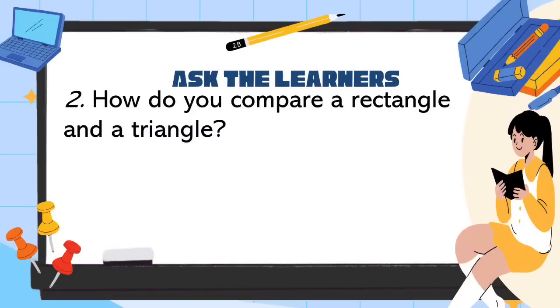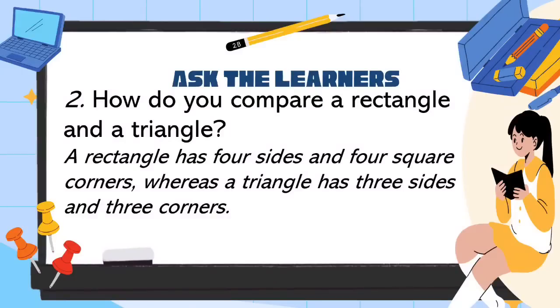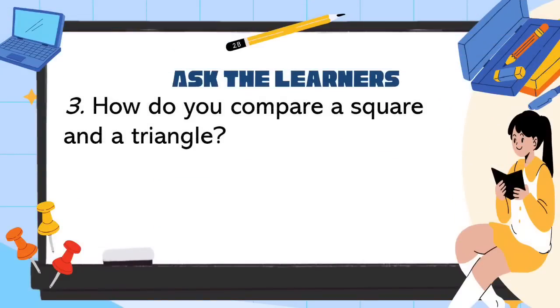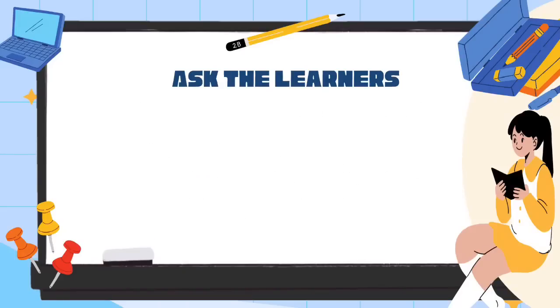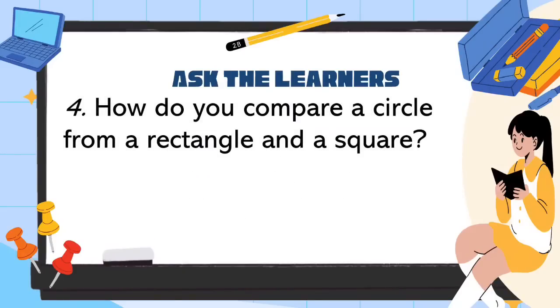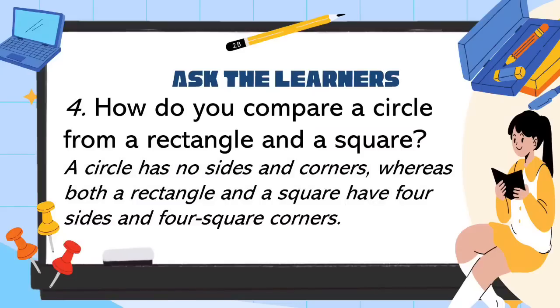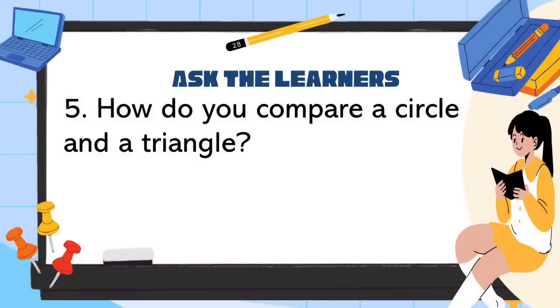Number 2, how do you compare a rectangle and a triangle? Number 3, how do you compare a square and a triangle? Number 4, how do you compare a circle from a rectangle and a square? Number 5, how do you compare a circle and a triangle?